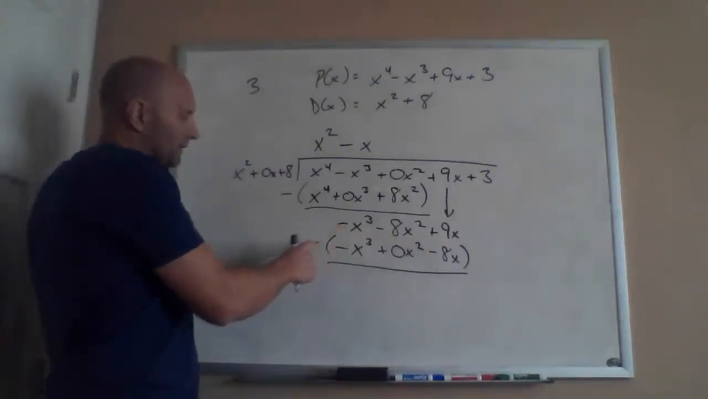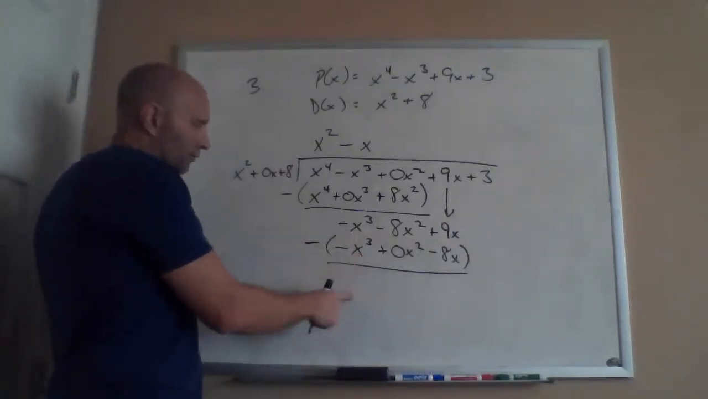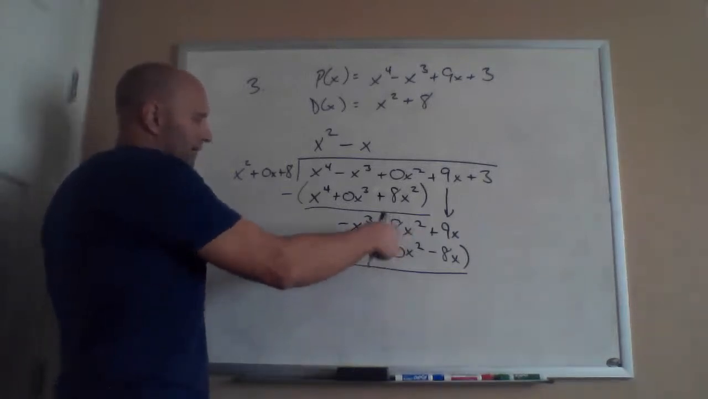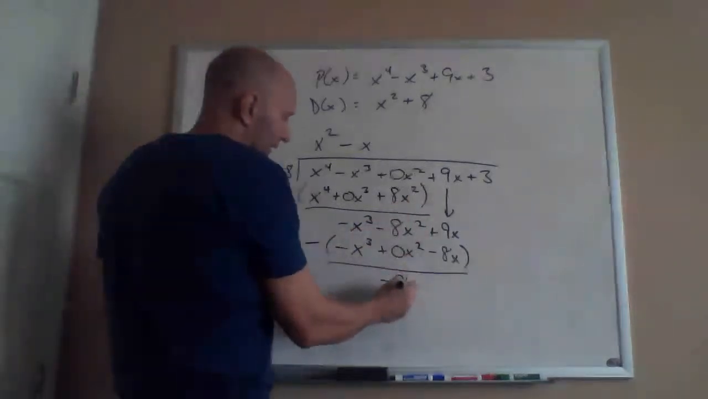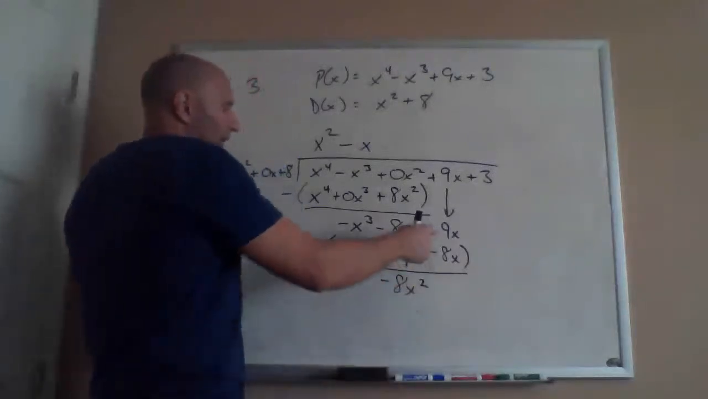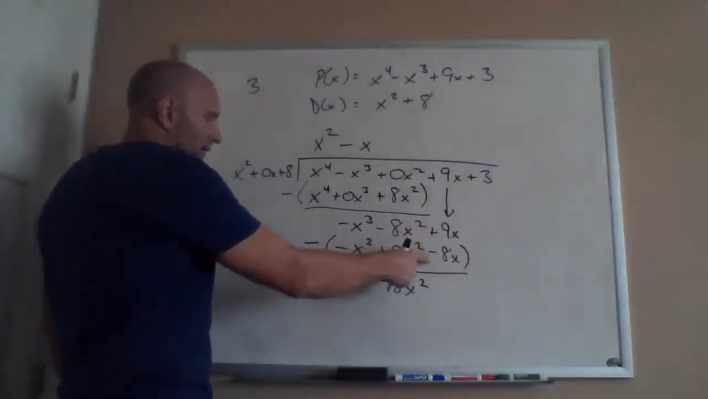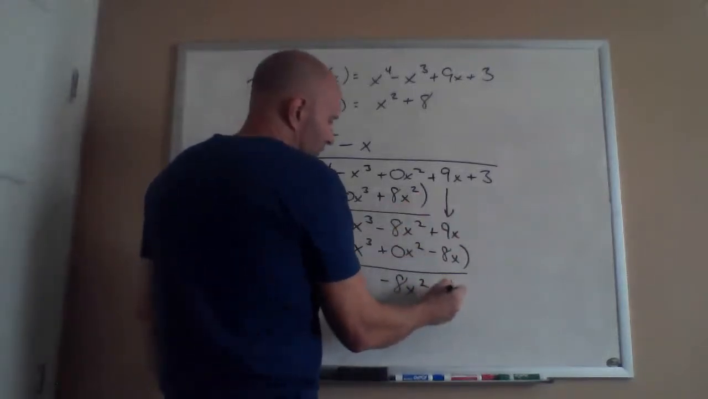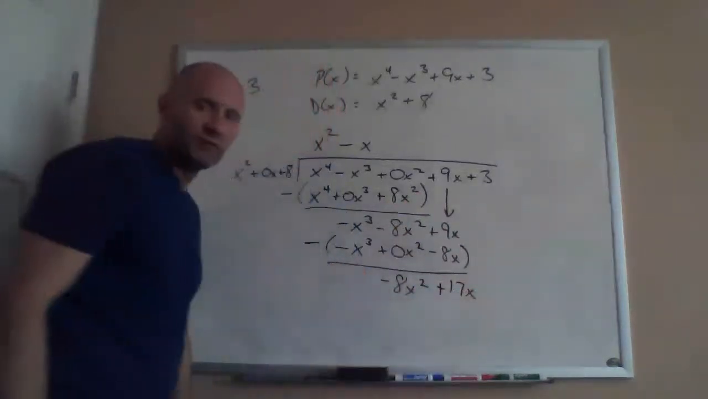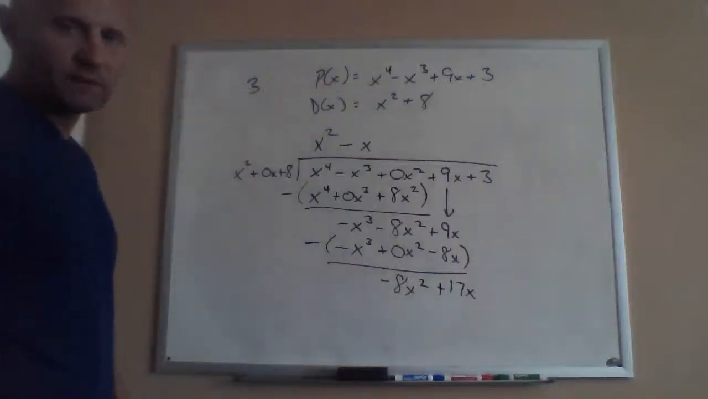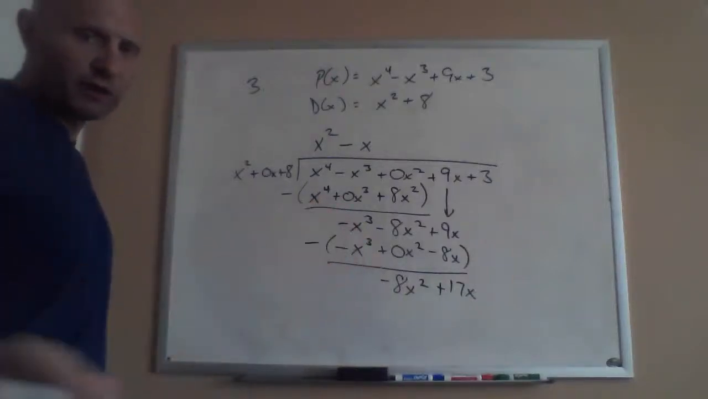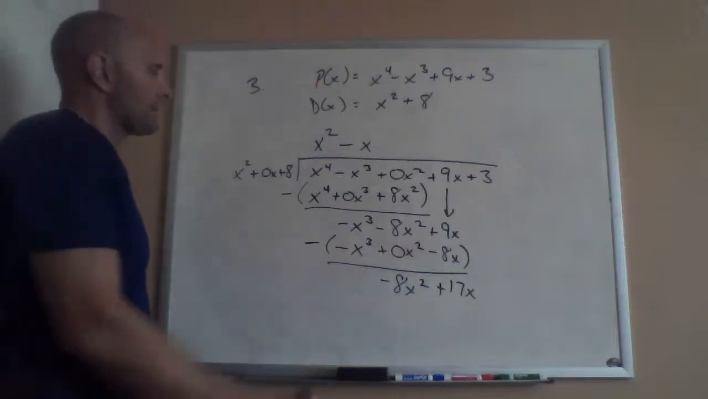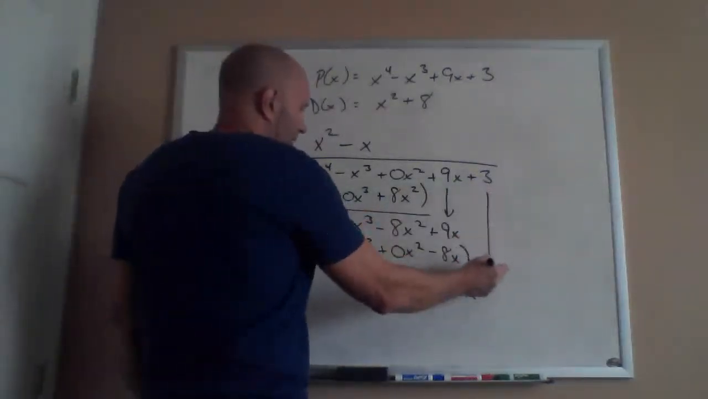So you have what? Negative x to the third plus x to the third is gone. Negative 8x squared minus x squared is just minus 8x squared. And then 9x minus negative 8x is 9x plus 8x, which is plus 17x. Again, I'm just kind of going here. If you guys have questions, make sure you stop me, but so far no questions, I guess. And then lastly, bring down the 3.